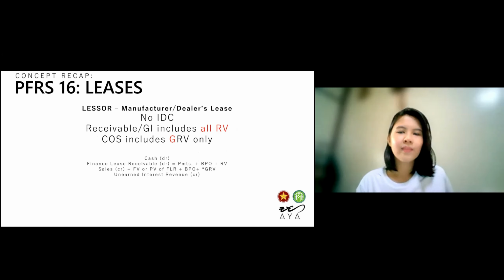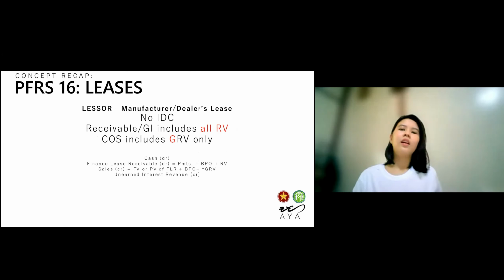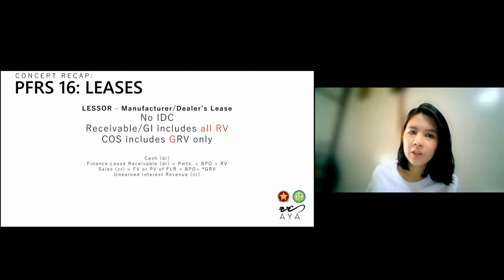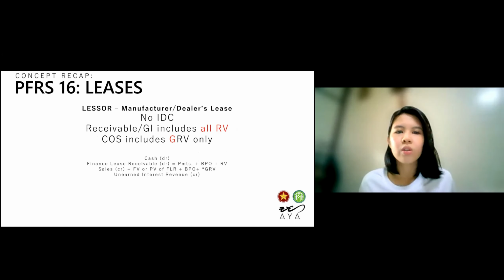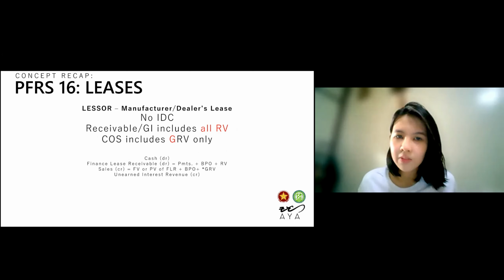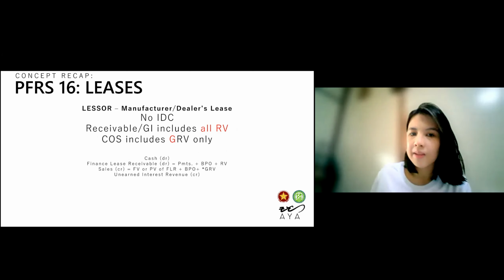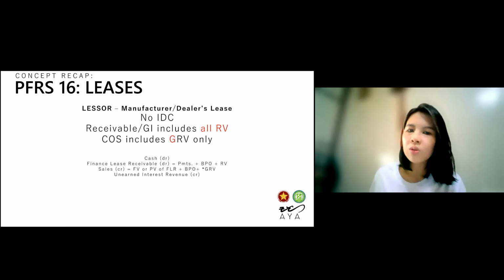Ito yung, actually, napasadahan ko na to kanina. For manufacturers or dealers lease, walang initial direct costs na kinakapitalize. So, yung receivable or gross investment will include all residual value, whether it's guaranteed or unguaranteed. Please always remember. While for cost of sales, ang isasama niya lang, 'di ba, is yung guaranteed residual value.